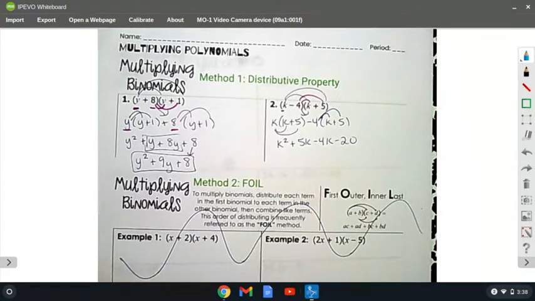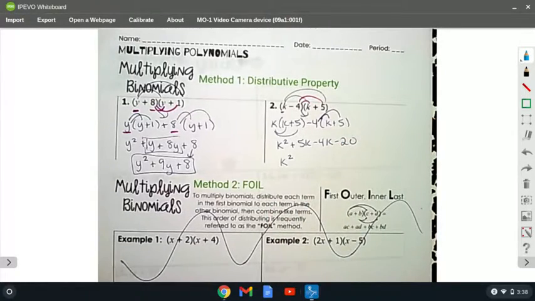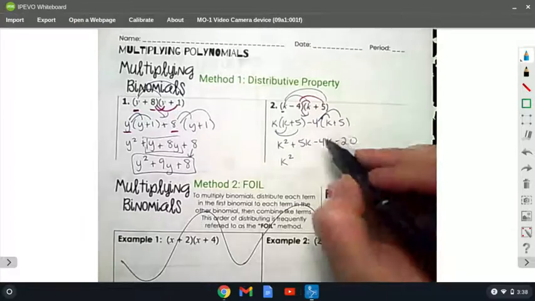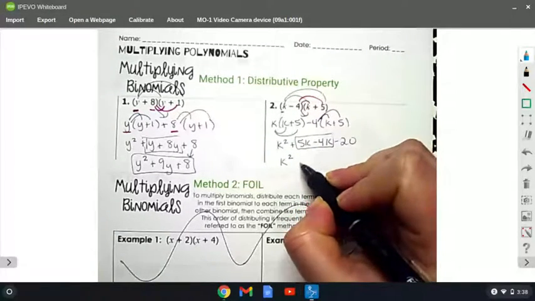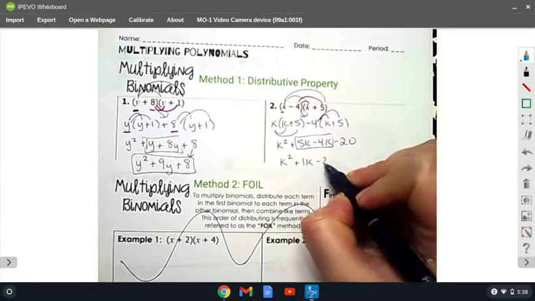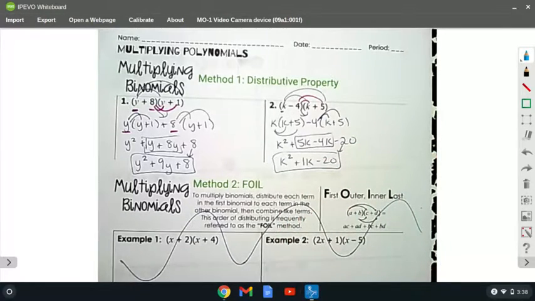Now I've got to simplify this. My k squared is going to be first. It has no friends, no like terms. I do have like terms in the middle here. I have 5k minus 4k, which gives me 1k, and that negative 20 comes down. And this would be my final answer.